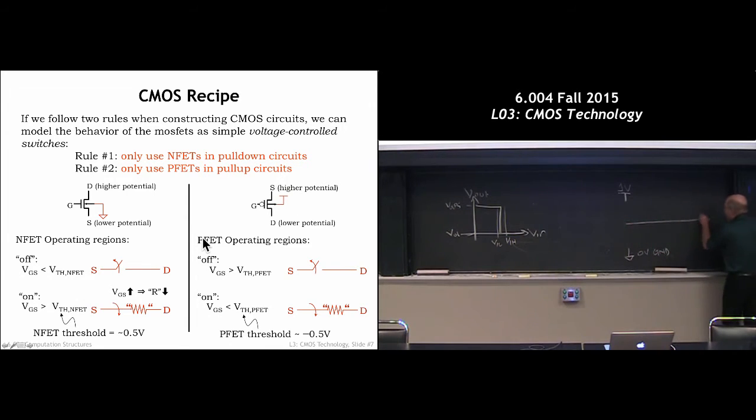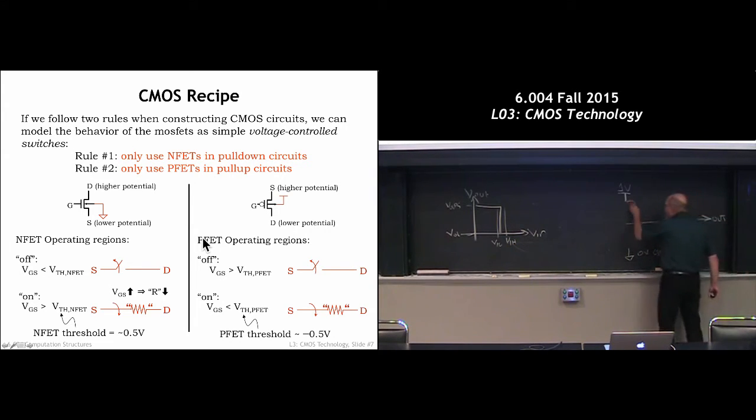We're going to have an output node. So this is the output of our logic gate, whatever it is. And in this region here, we're going to build 2 little circuits. We're going to build a circuit called the pull-up, which is controlled by the inputs to the device.